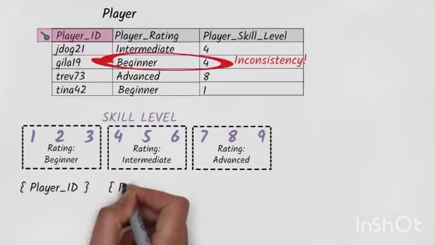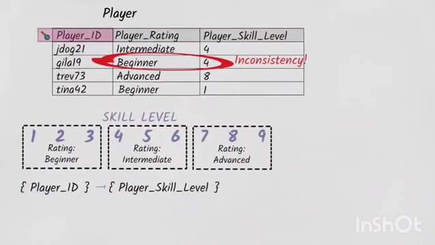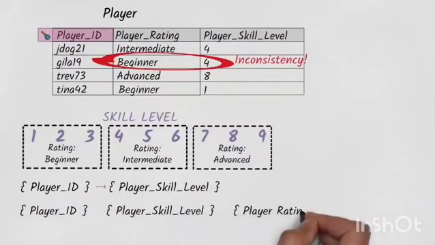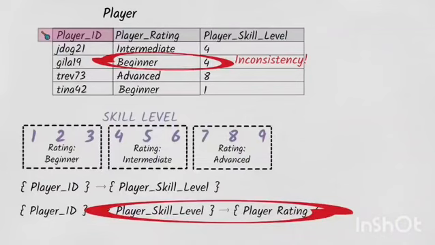Let's look more closely. Player skill level is dependent on player ID. Player rating is dependent on player ID too, but only indirectly, like this. A dependency of this kind is called a transitive dependency. Player rating depends on player skill level, which in turn depends on the primary key, player ID. The problem is located just here. Because what third normal form forbids is exactly this type of dependency, the dependency of a non-key attribute on another non-key attribute.